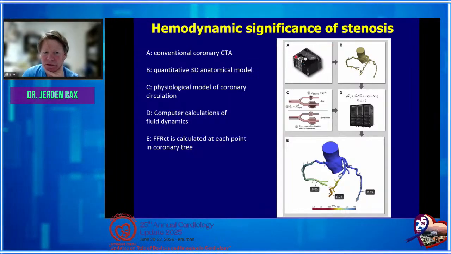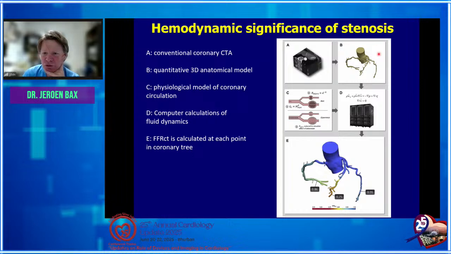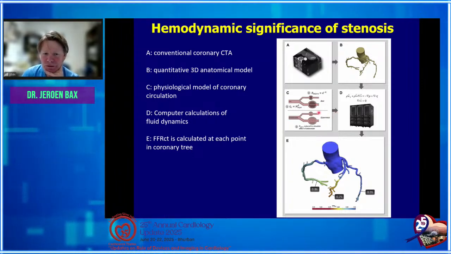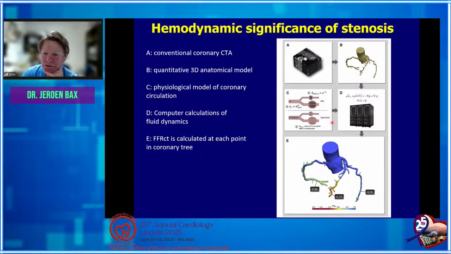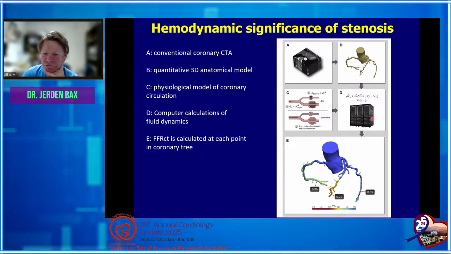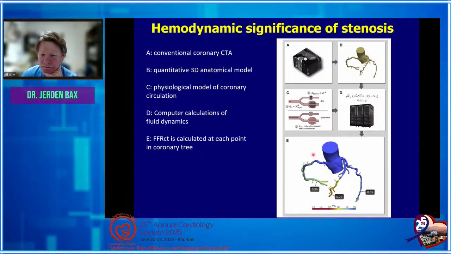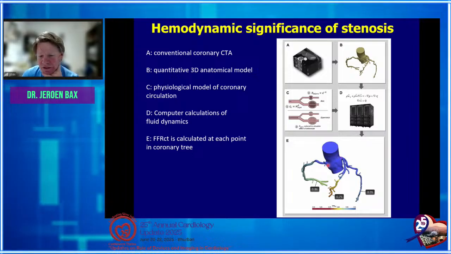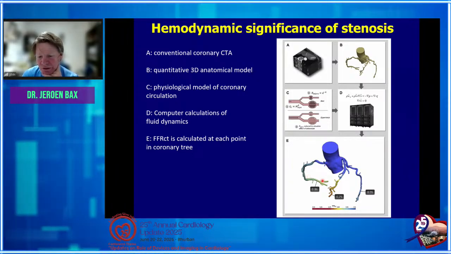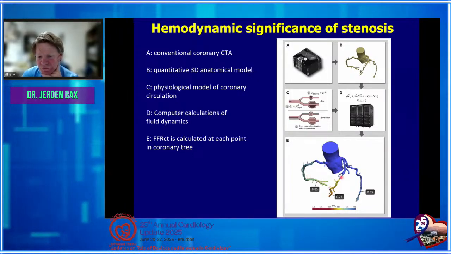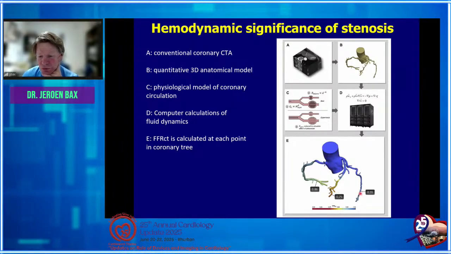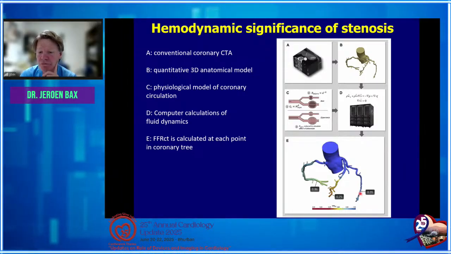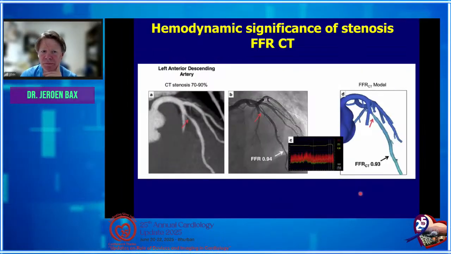This is the conventional CTA. This is the post-processing into a 3D model. And these are the physiological modeling of the coronary circulation. And then comes the computer calculations of fluid dynamics. And then you can measure the FFR based on your CT scan. And I see here in this vessel an FFR of 0.86. This vessel 0.75 and this vessel 0.95. So we go from pure anatomy to functional consequences.